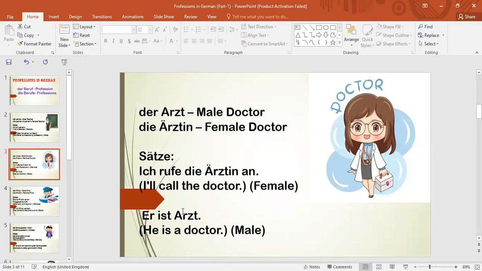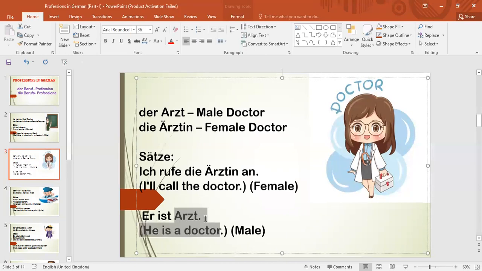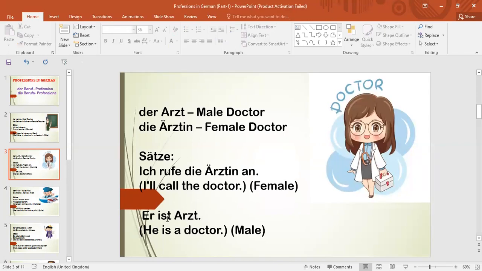Okay. So in the sentence, let's use it for male: Er ist Arzt. So he is a doctor, because Arzt is used. That means they are talking about the male doctor. So he is a doctor.